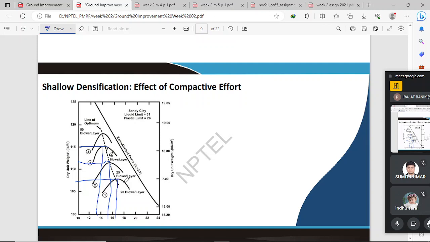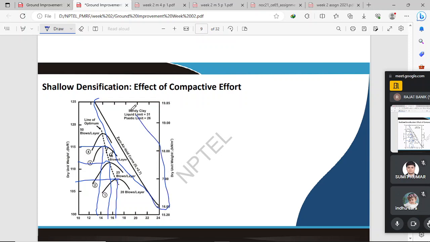So we see that as our compactive energy increases, dry density also increases, and correspondingly the optimum moisture content reduces for the particular soil. And as previously told, for a particular soil the zero air void line is always constant.